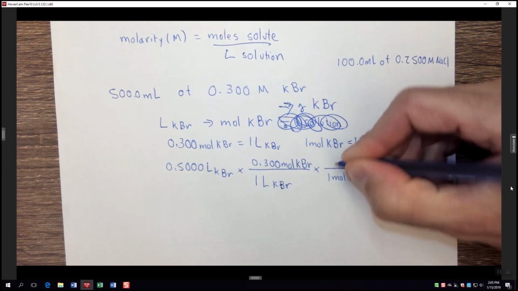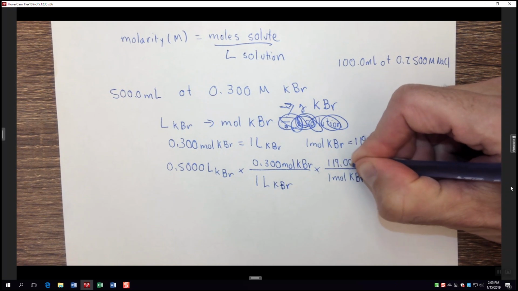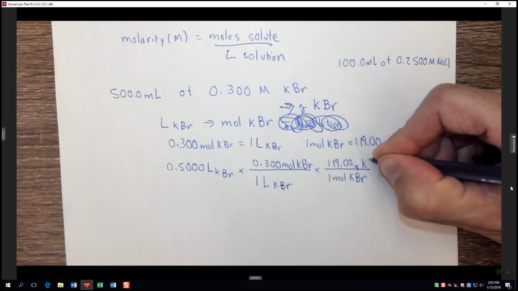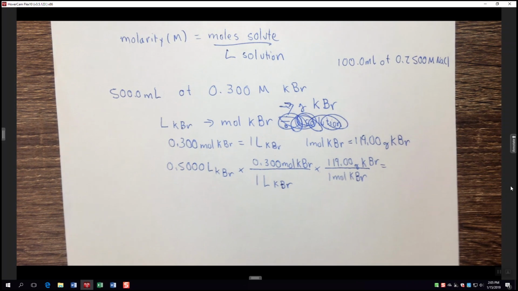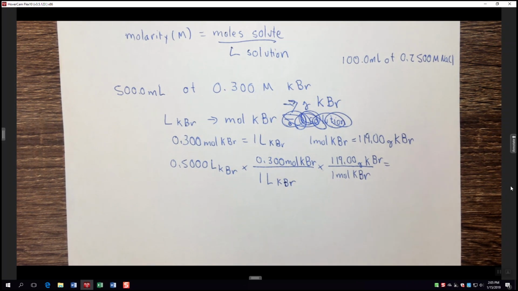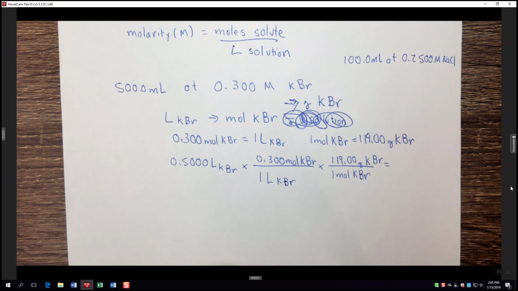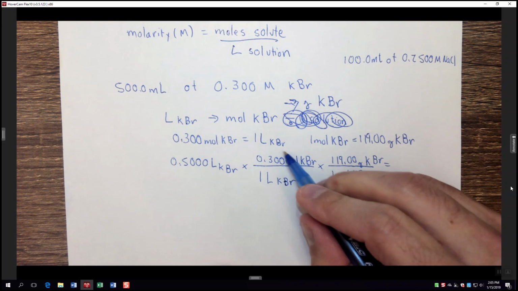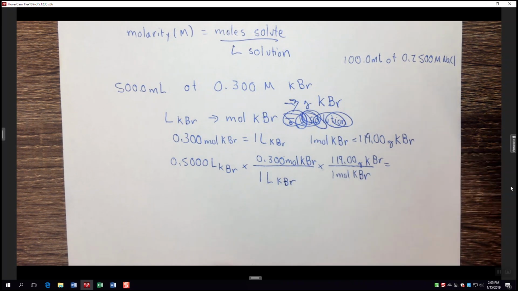The molarity is 0.300 moles of KBr per 1 liter of solution. And we can write this as an equality. So 0.300 moles of KBr, the molarity number of moles, equals 1 liter of this KBr solution. We then need to have an equality between moles and grams. Well, the equality for moles and grams is the molar mass. And in this case, if you look this up on the periodic table, 1 mole of KBr is equal to 119.00 grams of KBr. So we add the molar mass of potassium and bromine.